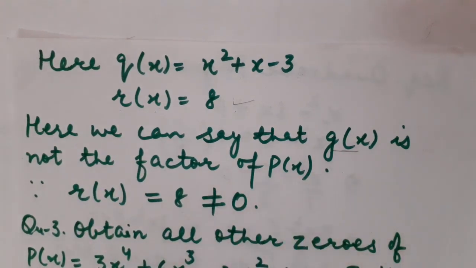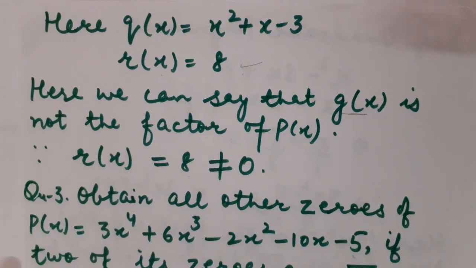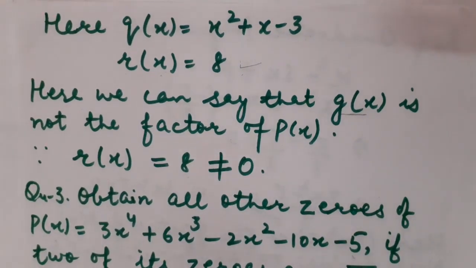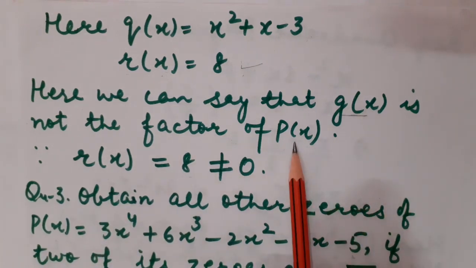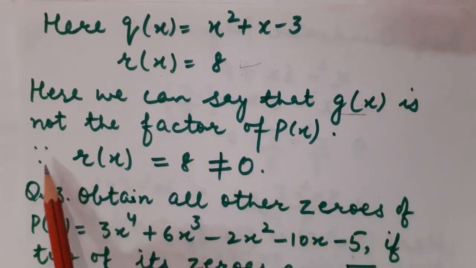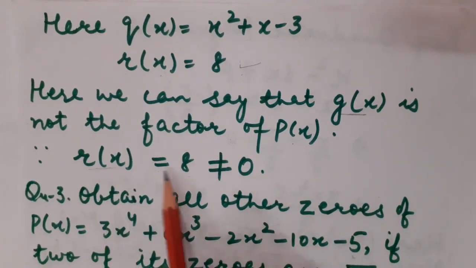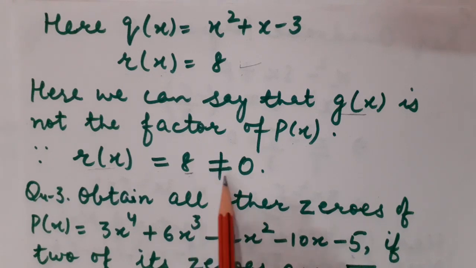Children, how do we come to know whether g(x) is a factor of p(x) or not? For that, always keep one thing in your mind. If I say that g(x) is a factor of p(x), it means g(x) will divide p(x) exactly. But here we have got remainder as 8, which is not equal to 0.